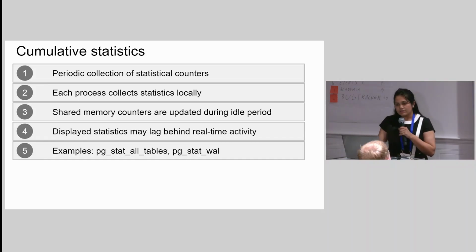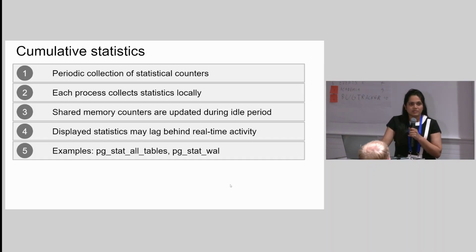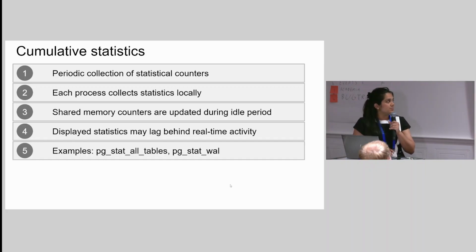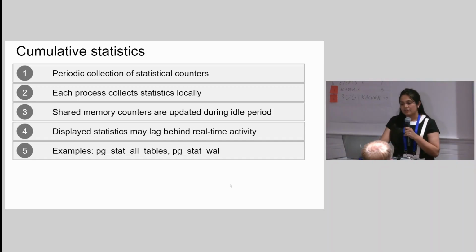Okay, so let's look at what are cumulative statistics. Cumulative statistics allow collecting and reporting of information about Postgres, information like accesses to tables, details about any background process like wall writer. So all of that can be obtained using cumulative statistics. You must have obviously seen the names like PGStat all tables, PGStat wall. These are functions and views that are used to display such statistics.